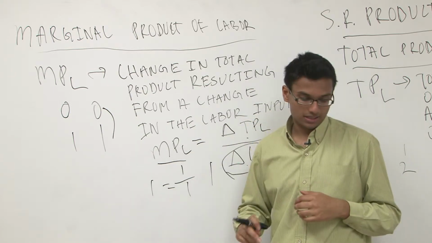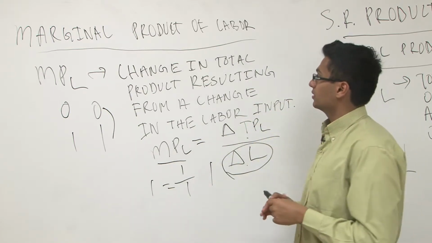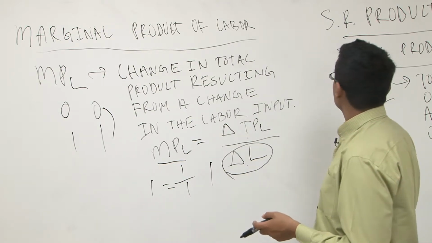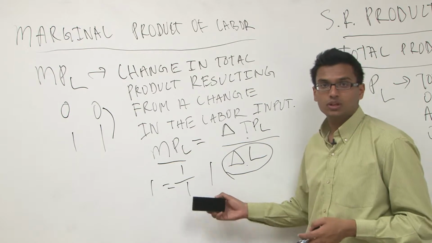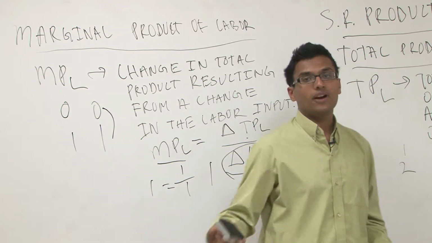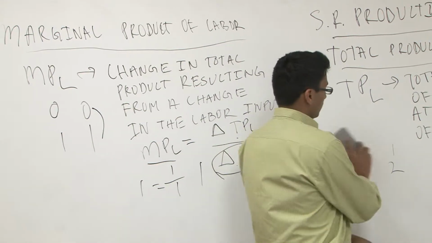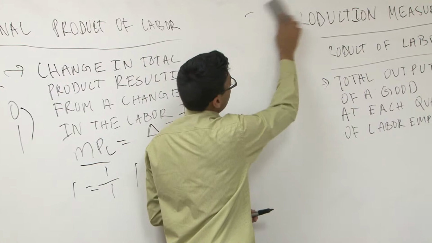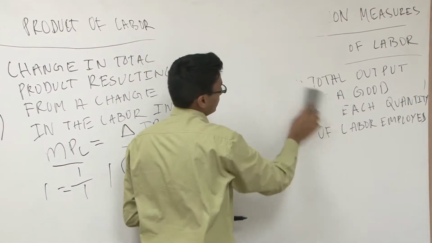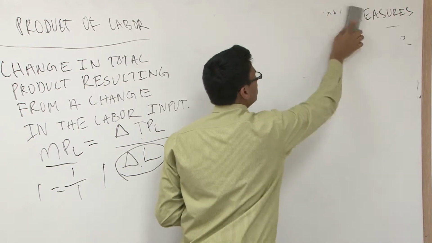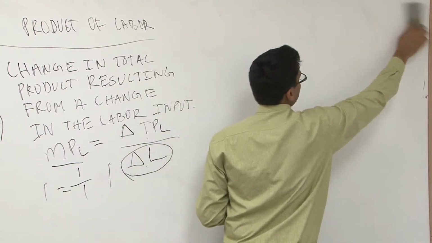The third one is average product of labor. I'm going to let that soak in, and for those of you still trying to copy, I'll use this side of the board now to define average product of labor. What is average product of labor? It is also very intuitive to a certain degree, but we'll define it anyways.